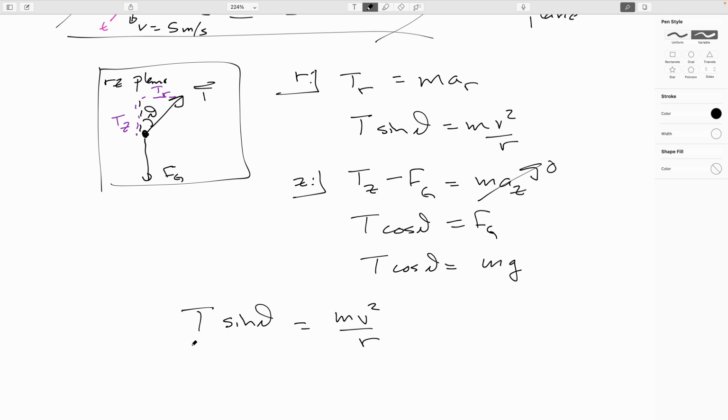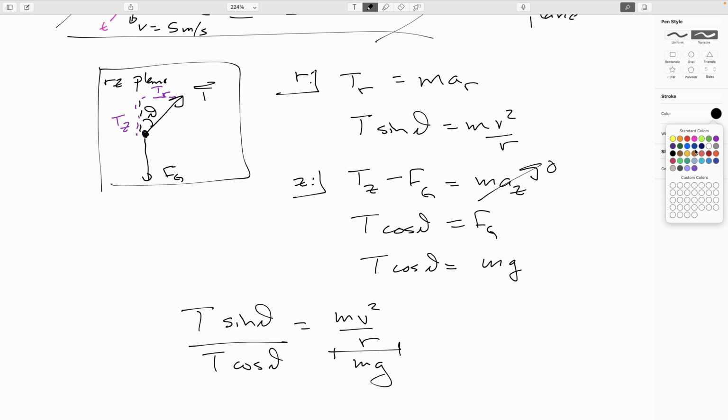Now, I can divide the left-hand side by the T cosine theta here, as long as I divide the right-hand side by T cosine theta. But here I'll choose to write it as what's on the right-hand side, mg. So basically I've taken this equation and written it over this equation. So I've divided the left-hand sides of these equations and the right-hand sides of these equations. So what we see happen is the m's cancel as advertised and the T's cancel.